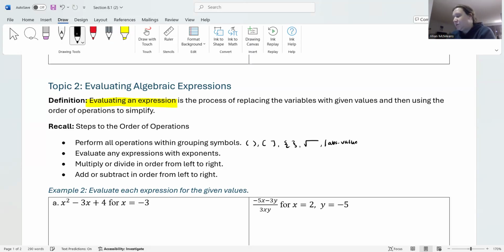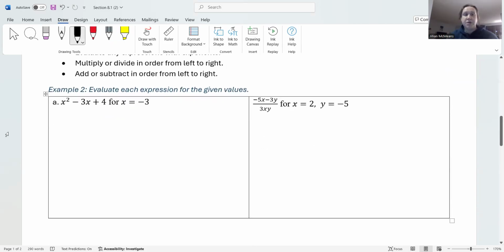Now, for us, when we're starting to talk about algebra, it's largely just going to be parentheses. Okay, maybe some brackets, but that's it. Once you do that, you then evaluate all the expressions with exponents. After you get rid of parentheses and exponents, you deal with multiplication and division from left to right. And then you end with addition and subtraction, again from left to right. So let's look at example 2. Example 2 says evaluate each expression for the given values.